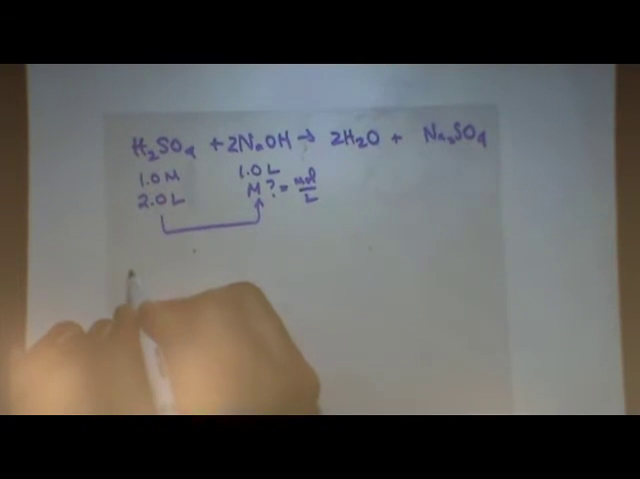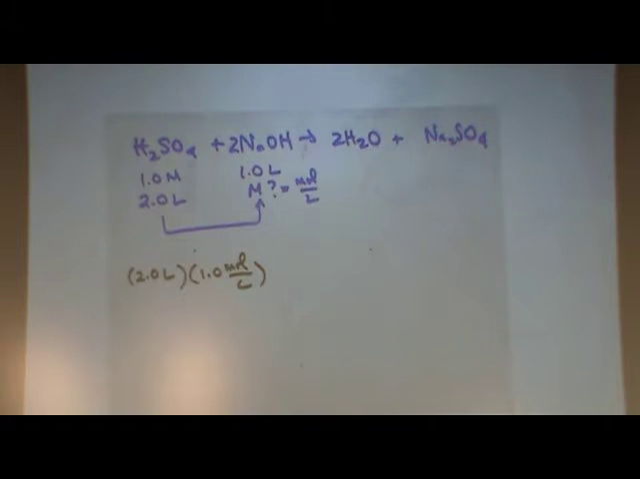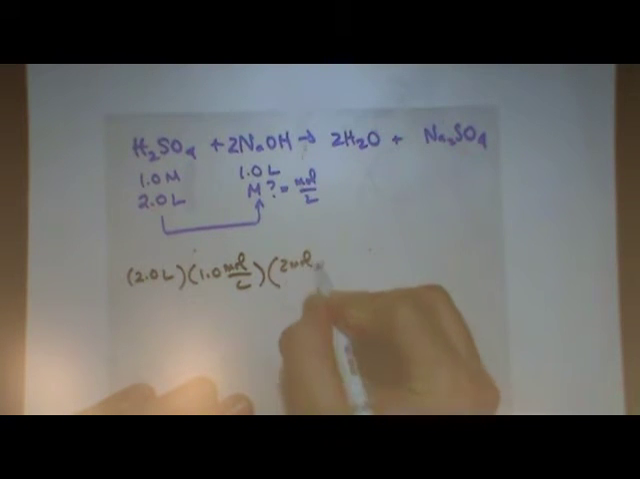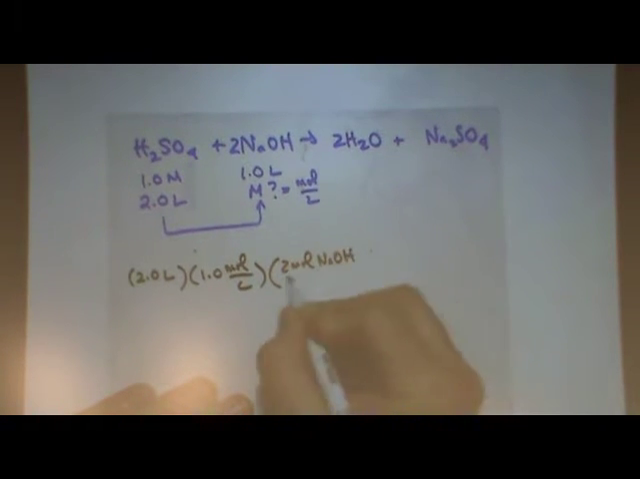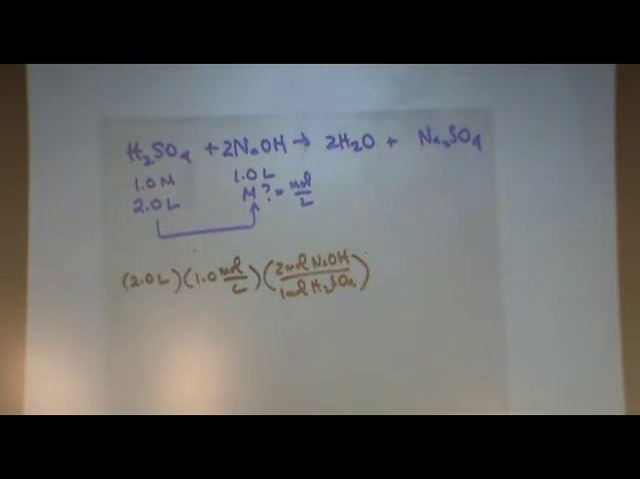So start off with what we have. We've got 2 liters, and we've got 1.0 molarity, which is moles per liter. So I want to convert to moles right off. Second step, I want to use my molar ratio to go to what I want. 2 moles of NaOH for every 1 mole of H2SO4. Okay, so that's my molar ratio.